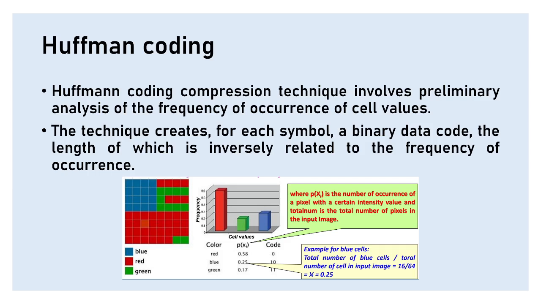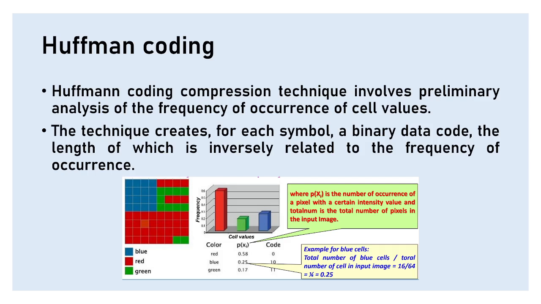Then sir had also discussed this Huffman coding. The Huffman coding compression technique involves preliminary analysis of the frequency of occurrence of cell values. Here the frequency is considered. The technique creates for each symbol a binary data code, the length of which is inversely related to the frequency of occurrence. So here you can see, for example, this image with multiple attributes.